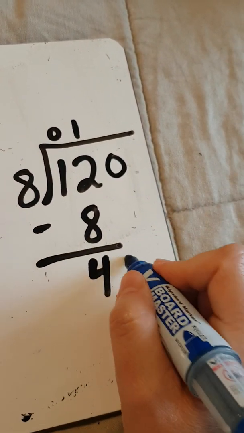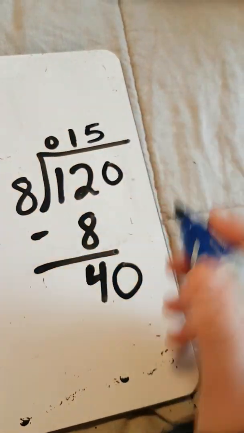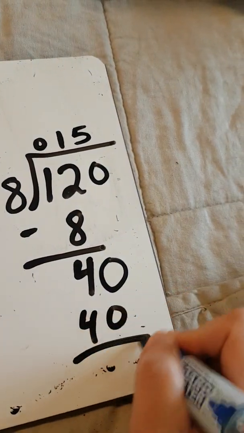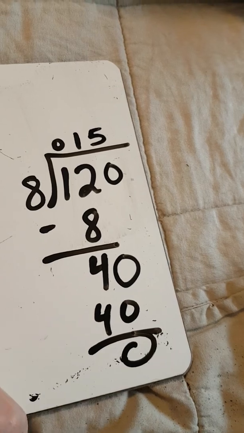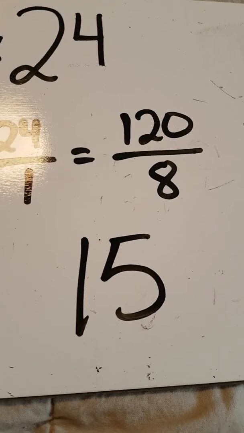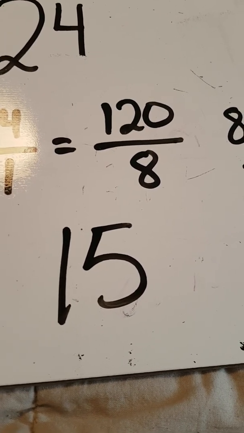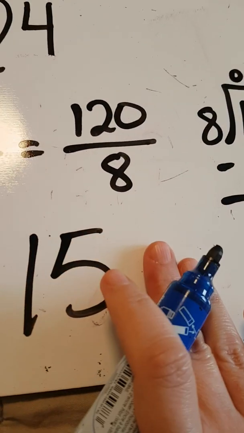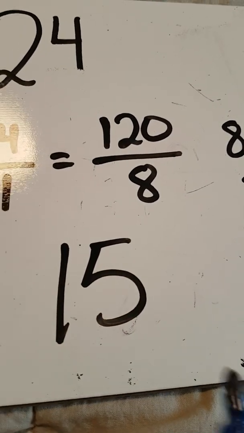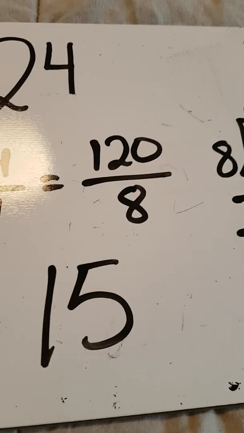Bring down my 0. How many times does 8 go into 40? Goes into it 5 equal times with nothing left over. So my answer is 15. It goes into it 15 equal times and there isn't a fraction. Now eventually we will see a fraction, but for today's assignment, it's going to be pretty common that you end up with a whole number as your answer.